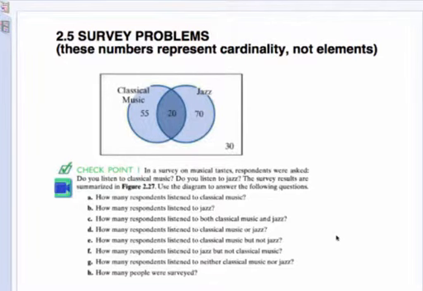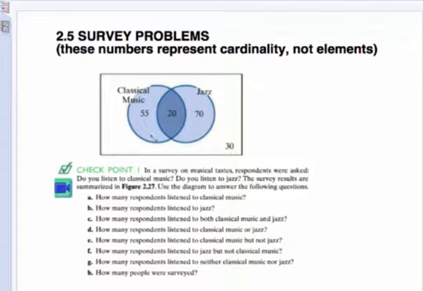This video is on section 2.5, which is survey problems using Venn diagrams. In a survey of musical taste, respondents were asked, do you listen to classical music? Do you listen to jazz? And these are the survey results summarized here with the Venn diagram. So we're going to use this diagram to answer these questions, but just notice a couple things here.